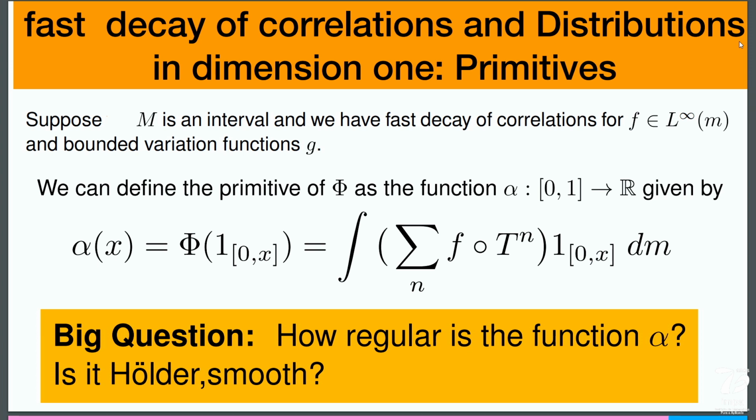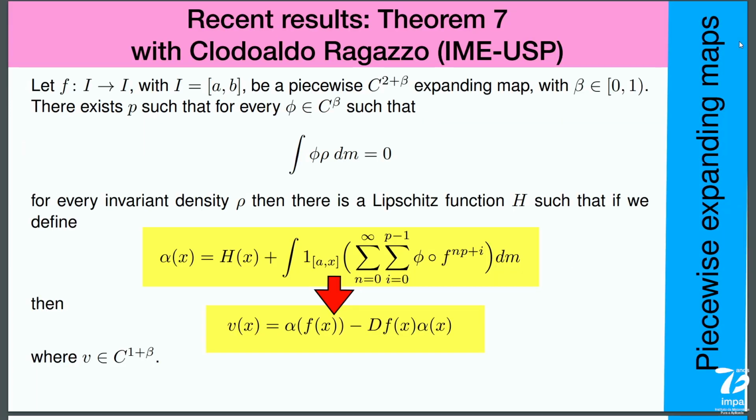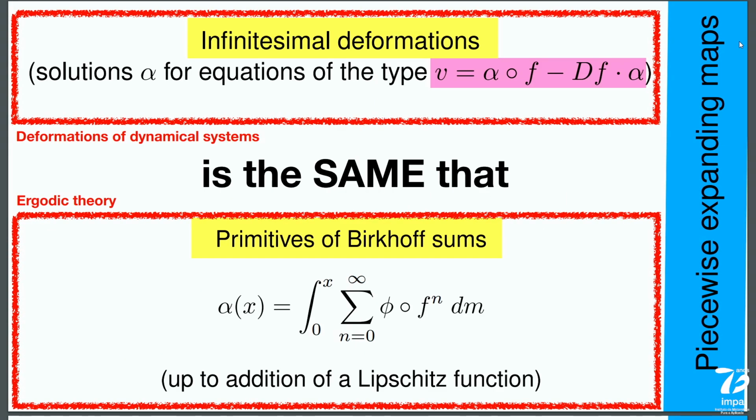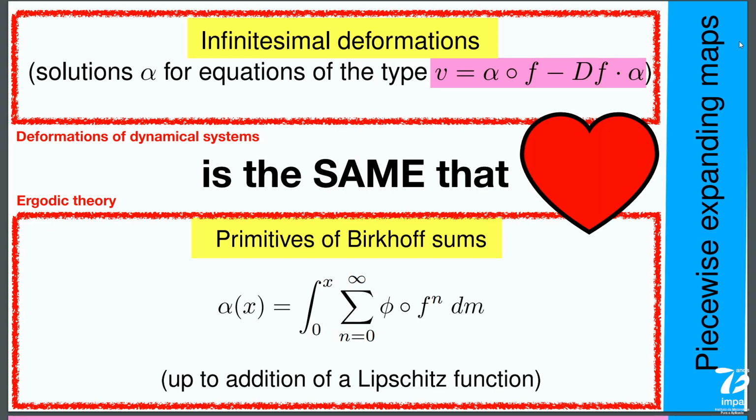For instance, if alpha is Lipschitz, that means that the distribution is a C-infinite function. Okay? That's just one example. Okay. So let me skip this too. So what I wanted to, so that's one of my favorite things too, is the following.